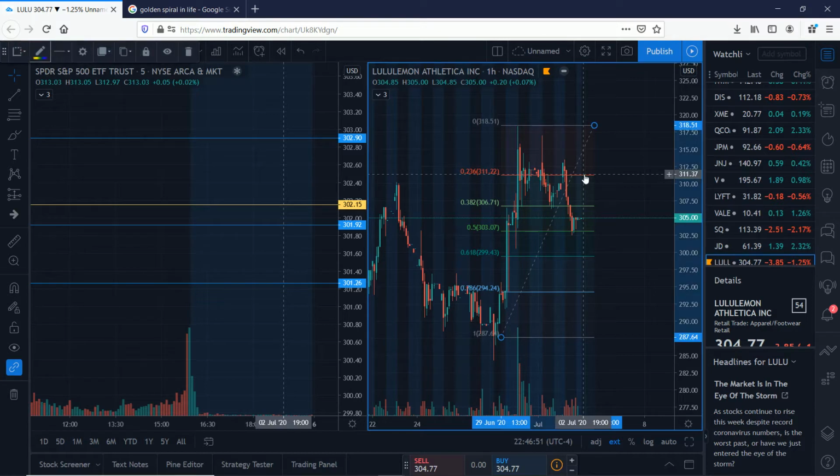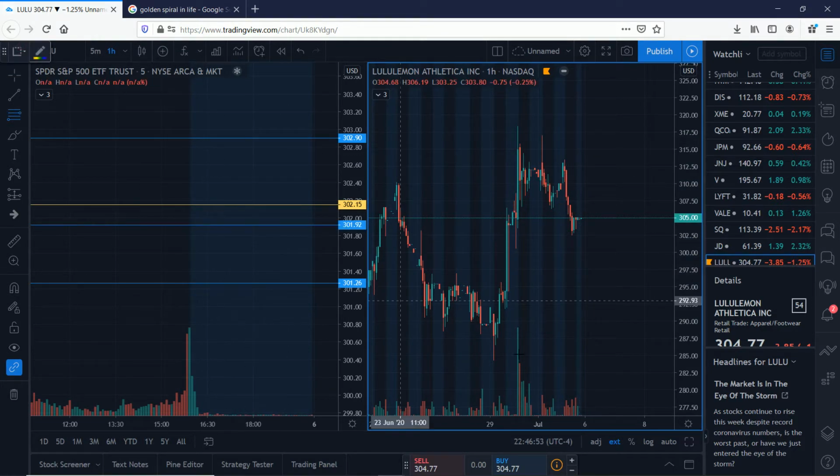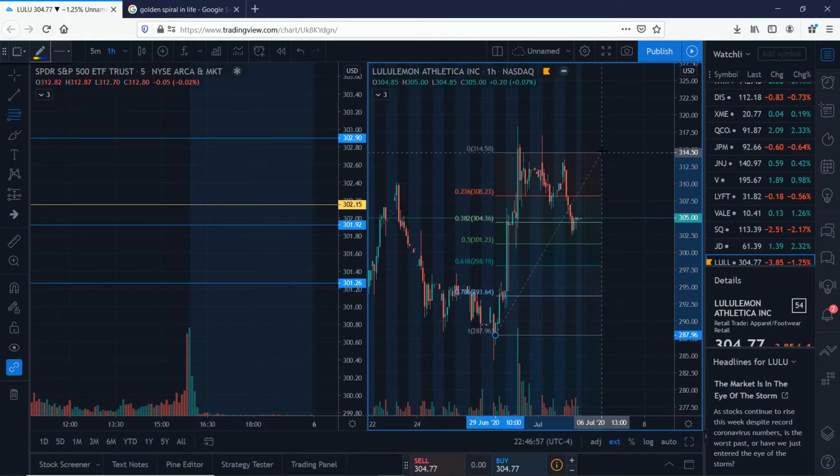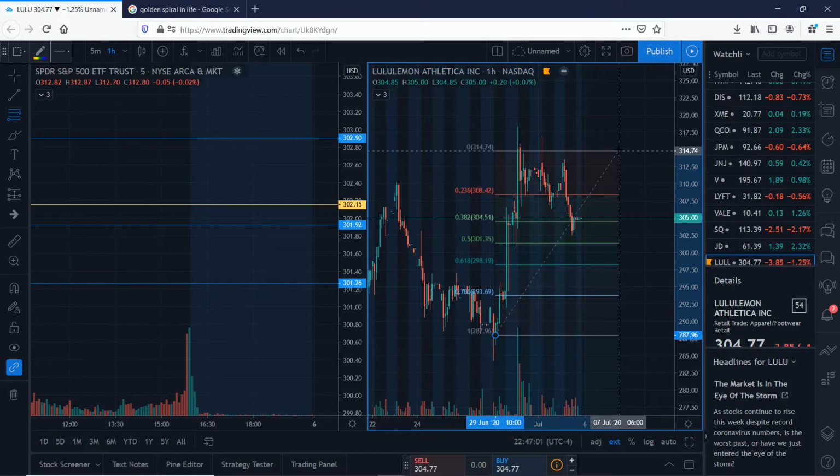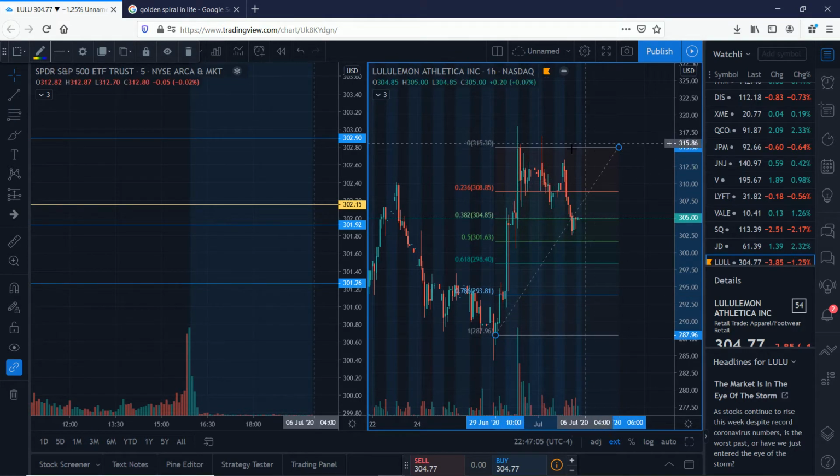For this example, I'll be using body to body. So we'll go from the body of the bottom candle all the way up to the top of the body of that candle right there of the uptrend. Now we have these plotted out here. And like I said, the Fibonacci spiral is an equation that tells you when something looks attractive.